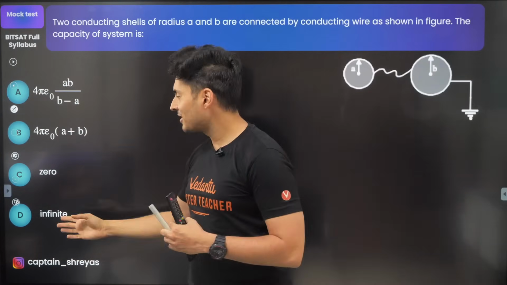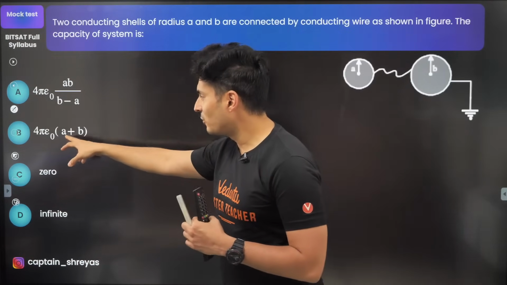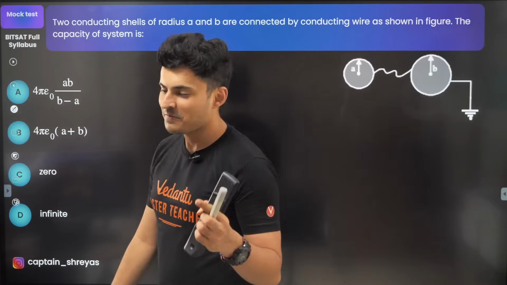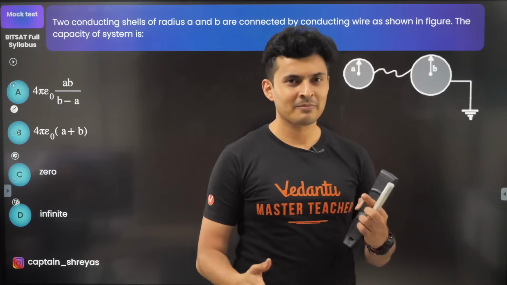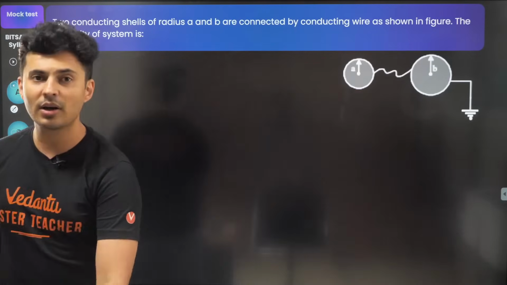There are 4 options given. Some of them is 0, one is infinite. This is interesting. 4 pi epsilon naught A plus B. This is 4 pi epsilon naught AB upon B minus A. Give it a moment. If you want, pause the video and then watch. Okay. So what would happen when you ground it?